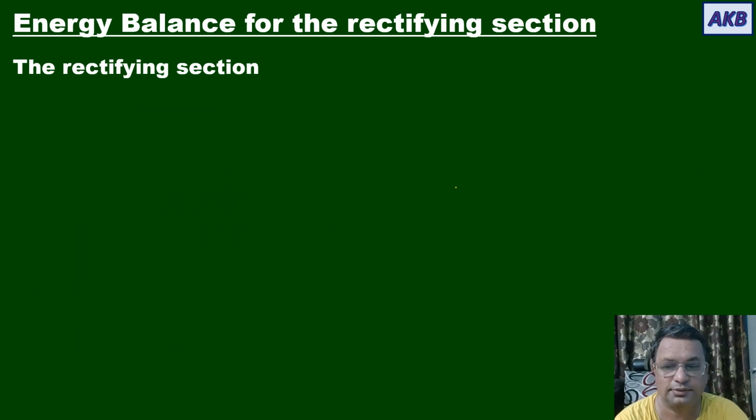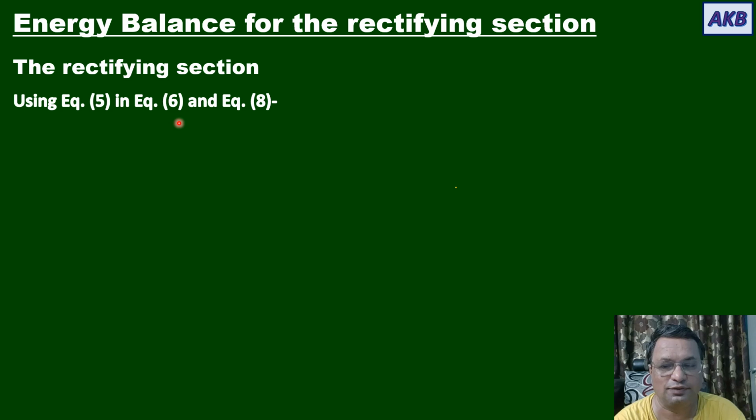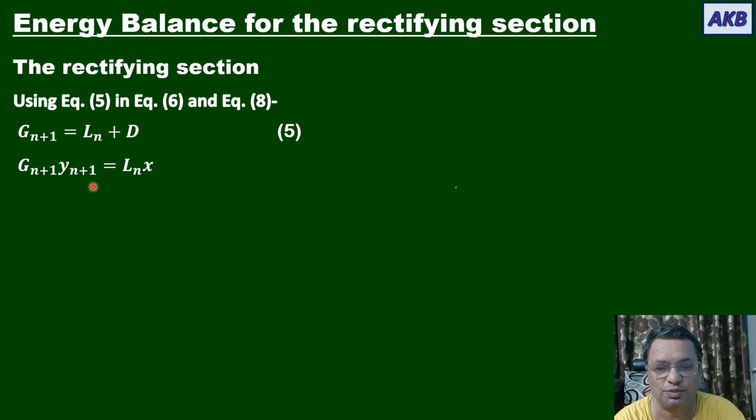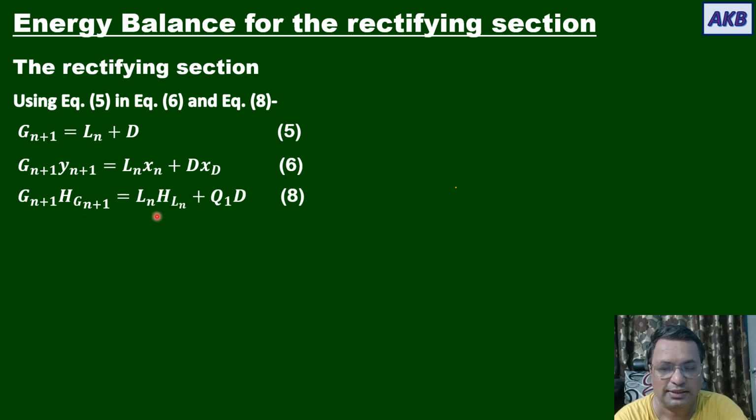Okay, now let us continue. So we are going to use equation number 5 in equation number 6 and also in equation number 8. Equation number 5 is Gn+1 = Ln + D. Equation number 6 is Gn+1 Yn+1 = Ln Xn + D Xd. And equation number 8 is Gn+1 HGn+1 = Ln HLn + Q1 D. Okay, so we have got these equations previously.